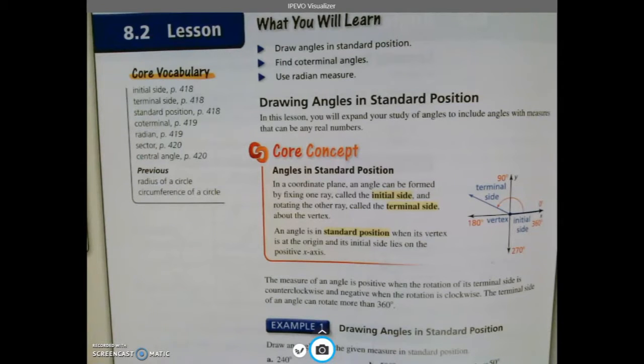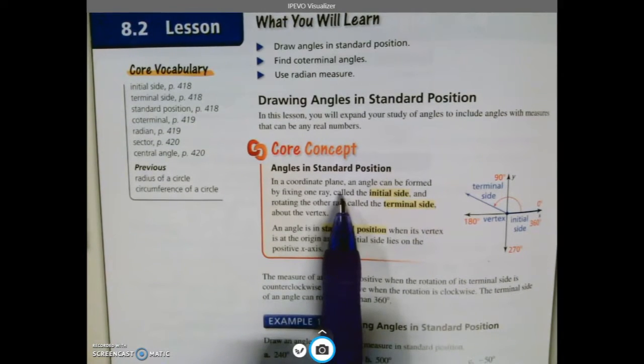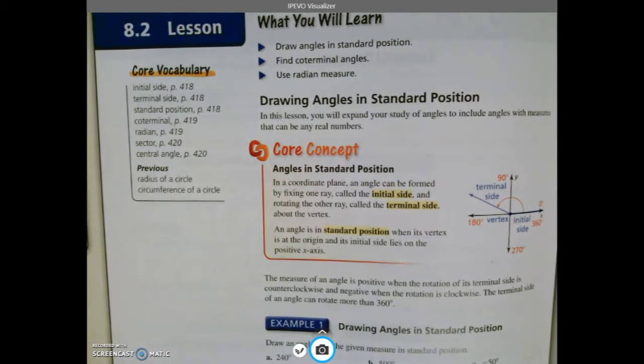Alright students, this is chapter 8.2 in Math 3. We've already talked about standard angles and standard position. That was the other video. So right now we're going to go over the second part, radians.